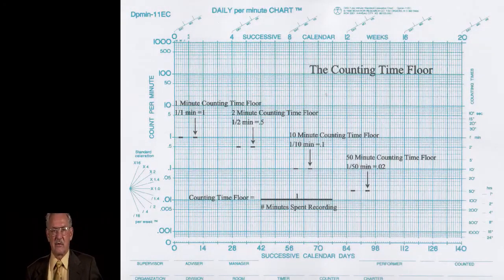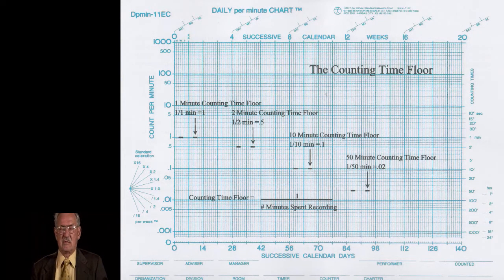So we have a convention for showing that on the chart, and we refer to that as the counting time floor or record floor. Now think of the word floor as being the lowest value that you can see, the lowest frequency you can see, given the amount of time you spend recording. For example, if you only record for 1 minute, you cannot see frequencies less than 1 per minute. If you only record for 10 minutes, you cannot see frequencies less than 1 in 10 minutes, or 0.1. Now, the frequency may be there, but you can't see it.